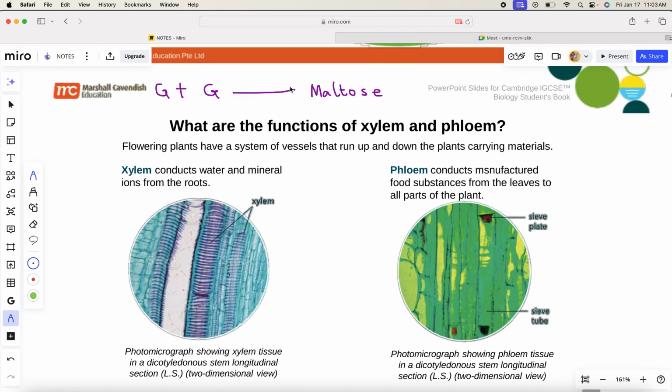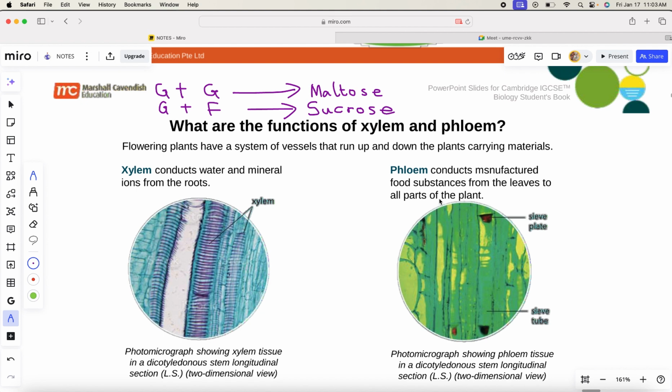Now, when we have a glucose plus a fructose, we will get sucrose. Now, this sucrose is being transported. It is an organic substance that is manufactured and needs to be transported from the source to the sink. Source is the point of manufacture. Sink is the point of usage.